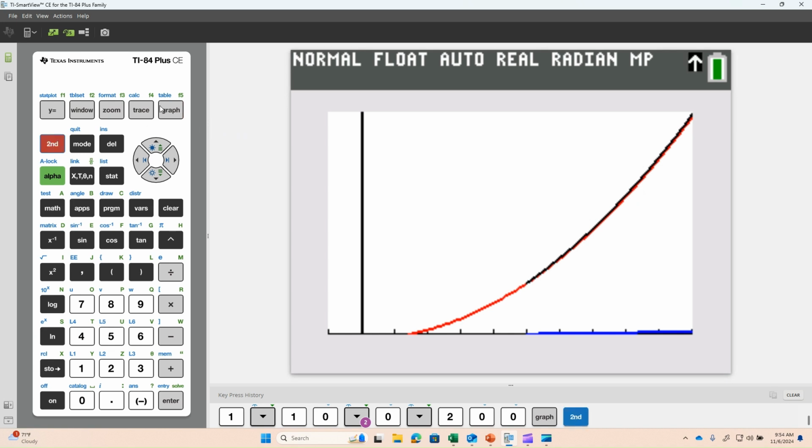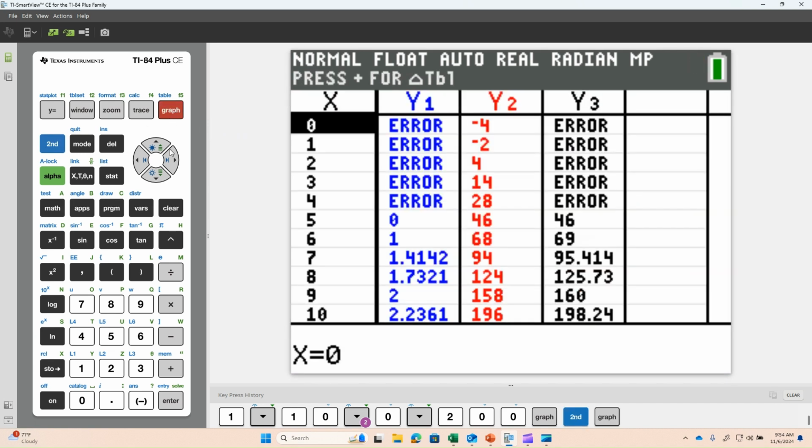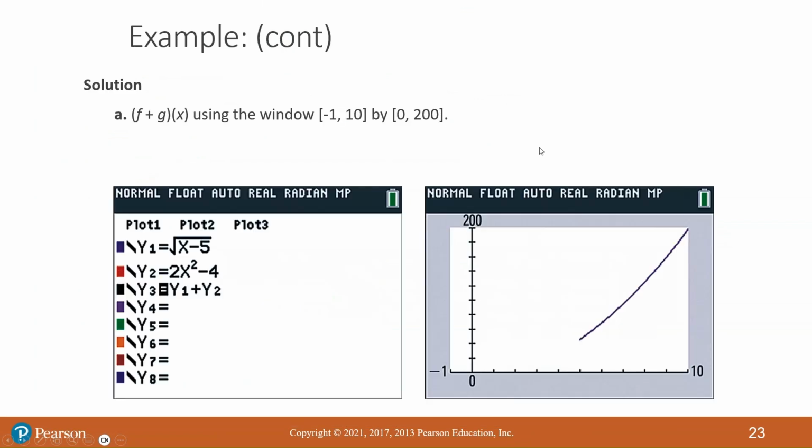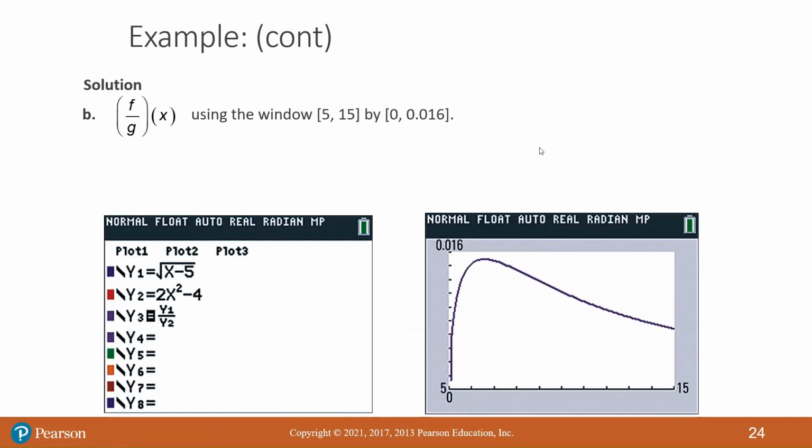Okay. The good thing about this as well is if you hit second graph, you can look at the table here and you can go to specific x values for whole numbers here and see some of your results. So you can see your f of x values, your g of x values, and then your f plus g of x values here. Okay, notice an error means that value is not possible. Doesn't exist in the domain. Okay, you can see their graph here as well.